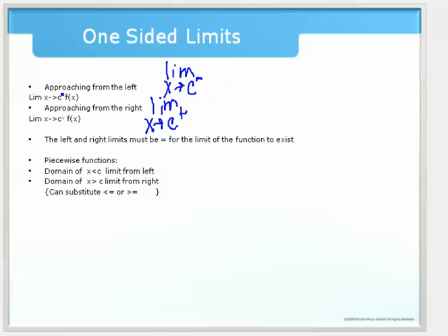Okay, now we can have a one-sided limit, but in order to find the true limit, where it's just the limit as x approaches c, the left and the right-hand side limits have to be the same. And then when we look at piecewise functions, and I'll give you an example, you plug in based on the domain. So if it's from the left, you want to find the domain where it's less than that c value, and to find the limit from the right, where it's greater than. And it can also be when x is less than or equal to c, or x is greater than or equal to c. And a couple of the examples will help explain this.